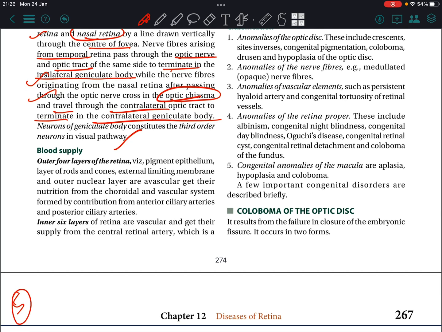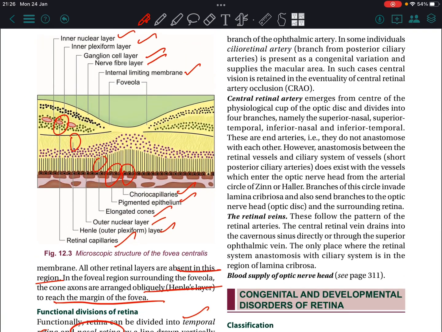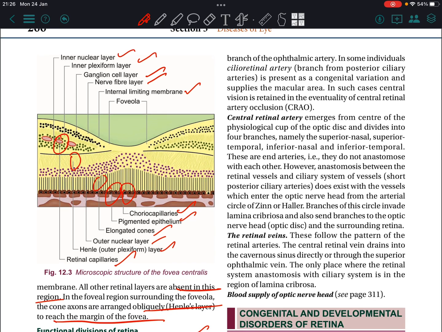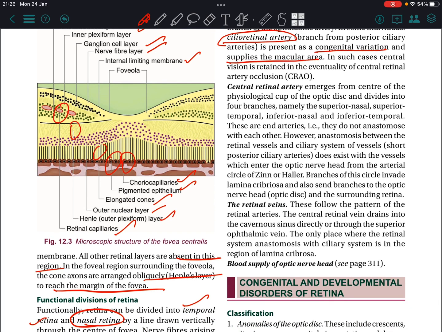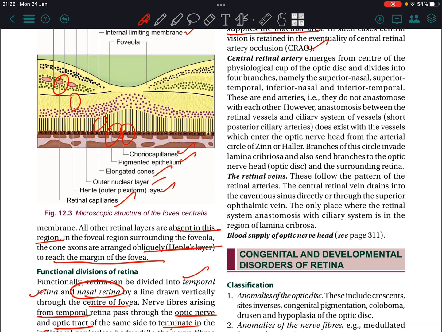Blood supply. Outer four layers of retina, namely pigment epithelium, layer of rods and cones, external limiting membrane, and outer nuclear layer, are avascular and get their nutrition from the choroidal vascular system, formed by contribution from anterior ciliary arteries and posterior ciliary arteries. Inner six layers of retina are vascular and get their supply from the central retinal artery, which is a branch of the ophthalmic artery. In some individuals, a cilioretinal artery is present as a congenital variation and supplies the macular region. In such cases, central vision is retained in the event of central retinal artery occlusion.